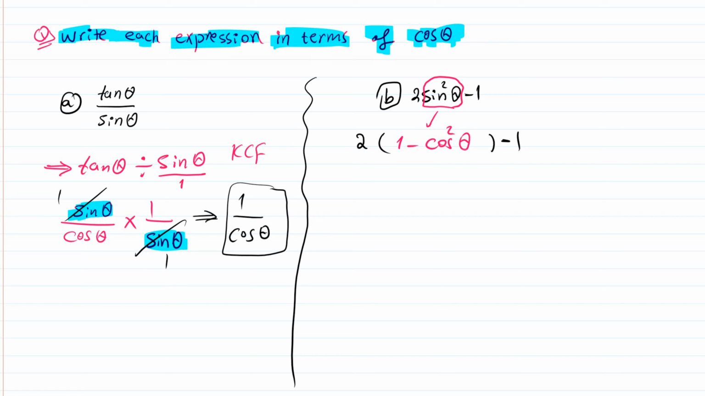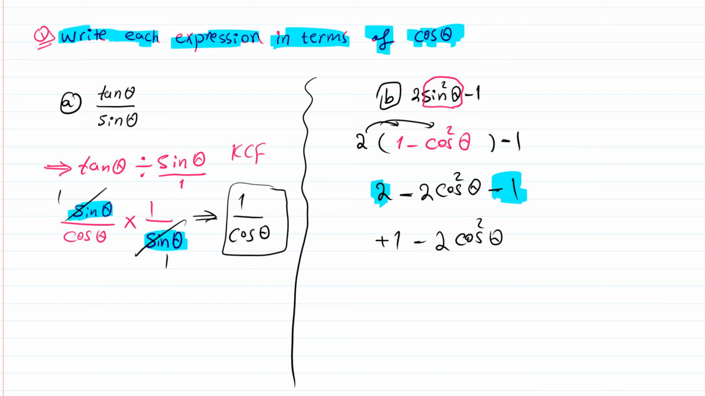True? Okay. Right now, students, in order to find the answer, we must multiply this 2 by both of them. So 2 times 1 equals only 2, minus 2 times cosine square of theta equals 2 cosine square of theta, and we have negative 1 outside. Students, remember, positive 2 with negative 1 equals how much? Equals positive 1. True? So minus 2 cosine square of theta, and this positive we can erase because you don't need to write it.